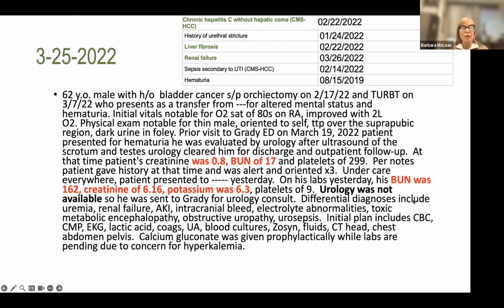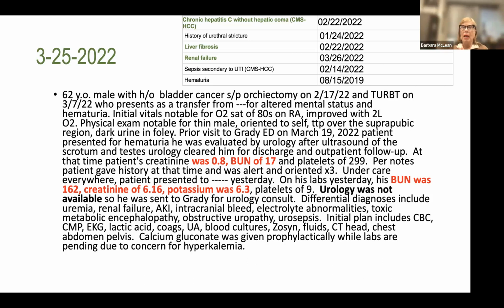So lots of differential diagnosis that included uremia, renal failure, AKI, intracranial bleed, electrolyte abnormalities, toxic metabolic encephalopathy, and so on. No discussion at this point of HRS, mostly because the focus is really on his kidney right now. And a lot of times, because this is such a discrete finding, you may not have folks that have that much experience with HRS and the recognition of that pathology that occurs with that ascites process.